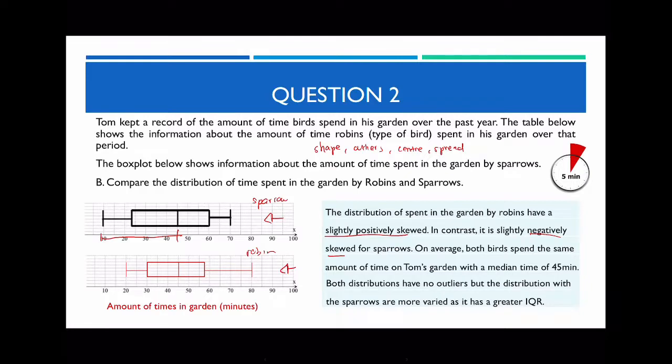Once I've done this, I then discuss what the center values of each are. So I said on average, both birds spend the same amount of time in Tom's garden. So as you can see over here, the median values are identical. However, there are differences in terms of the IQR as well as the range. And that's pretty much what I've discussed over here. So this is pretty much how you would formulate your response. Make sure your response is based around this: the shape, the outliers, center, and spread.